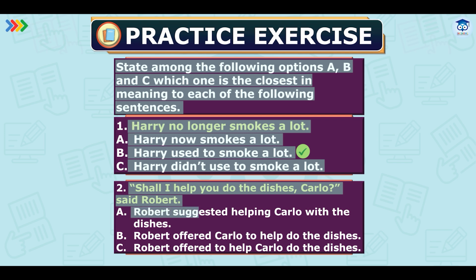Look at the options. A. Robert suggested helping Carlo with the dishes. B. Robert offered Carlo to help do the dishes. C. Robert offered to help Carlo do the dishes. Which one is closest in meaning? The right answer is C. Robert offered to help Carlo do the dishes. This clearly shows Robert offering his help, which is exactly what the original sentence means.